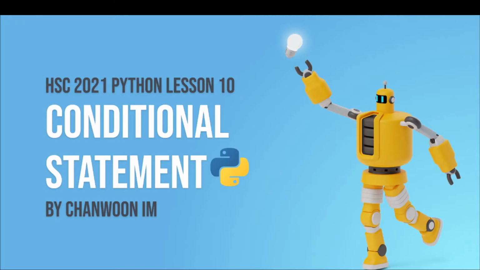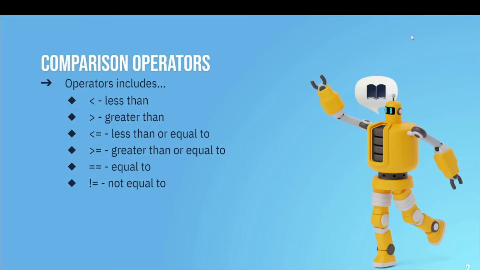We will be learning about conditional statements in Python. As we move on in this lesson, we're going to use comparison operators in Python. These operators compare the values on either side of them and decide the relation among them. These operators include less than, greater than, less than or equal to, greater than or equal to, and not equal to.